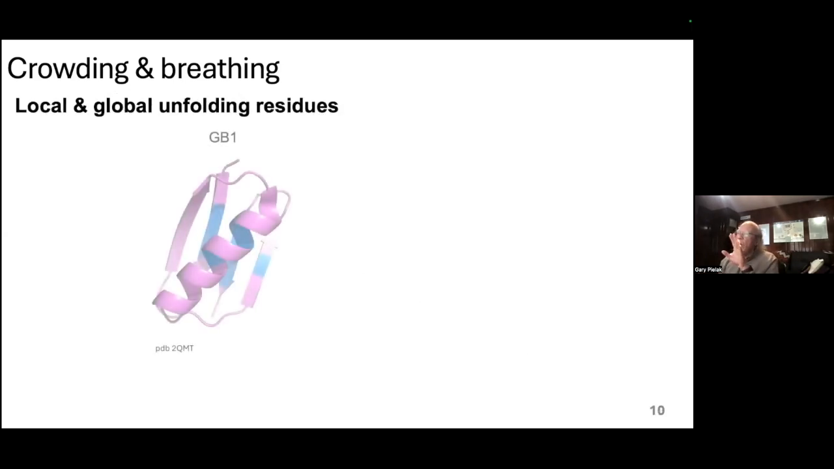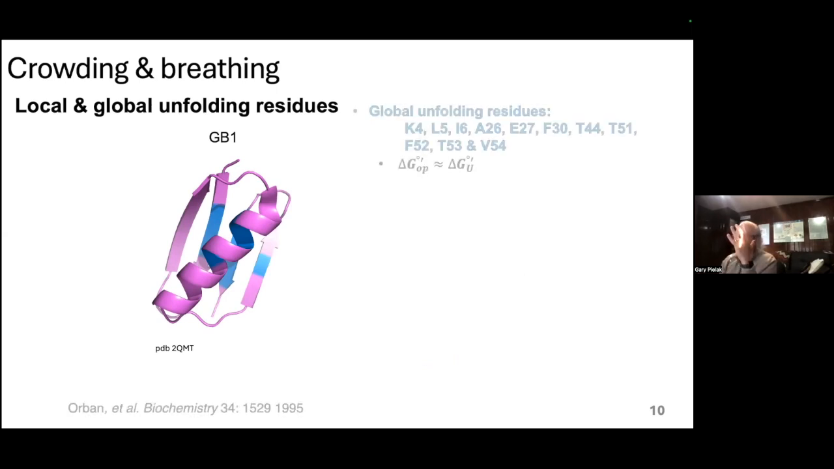For GB1, we know which residues only exchange their protons when the protein is fully exposed. Those are called global unfolding residues. This was worked out in the 1990s, and here we have a list of the residues that are only exposed when the protein completely unfolds. That means that the delta G we measure by this experiment is about the same as the delta G you'd measure by calorimetry. We've confirmed that.